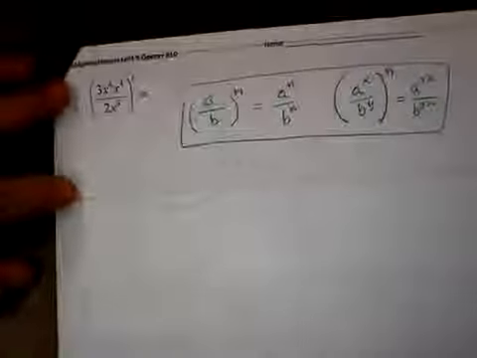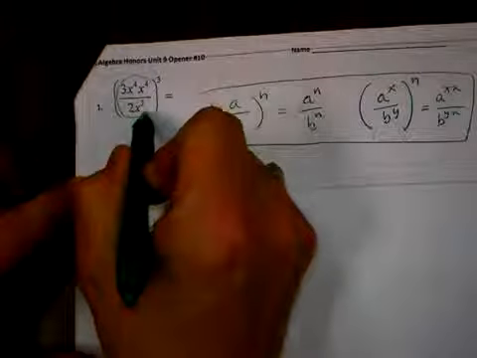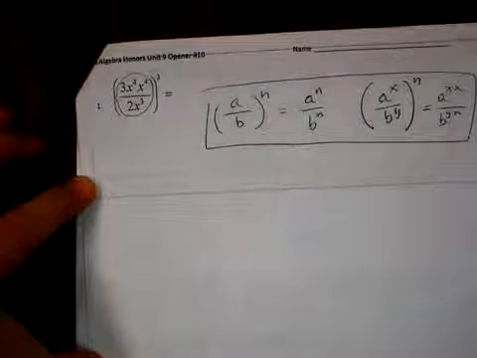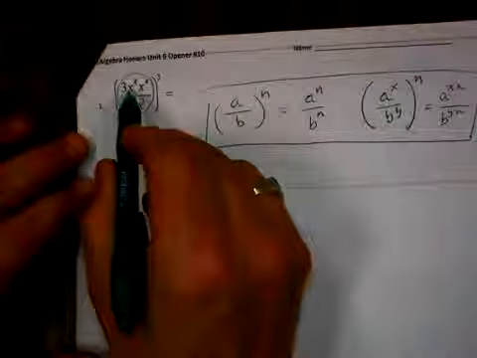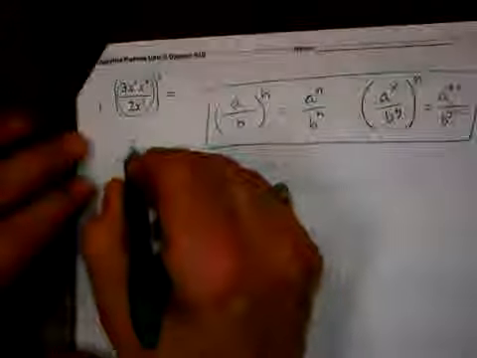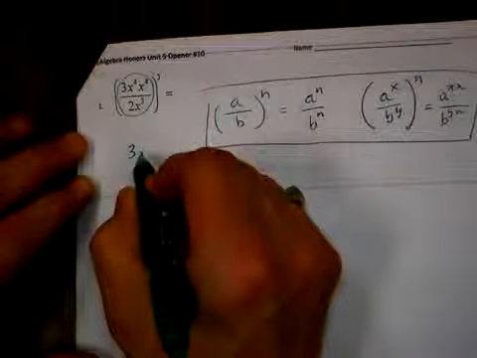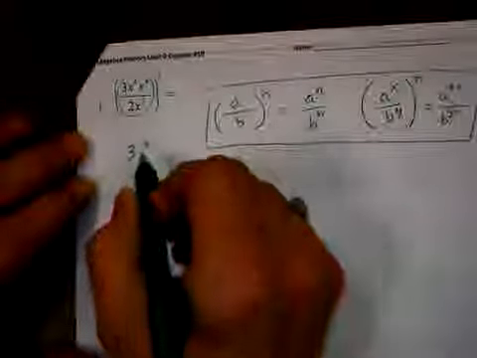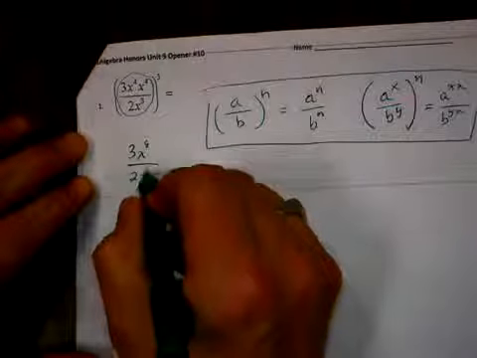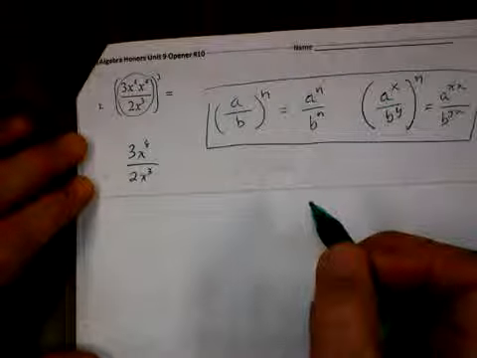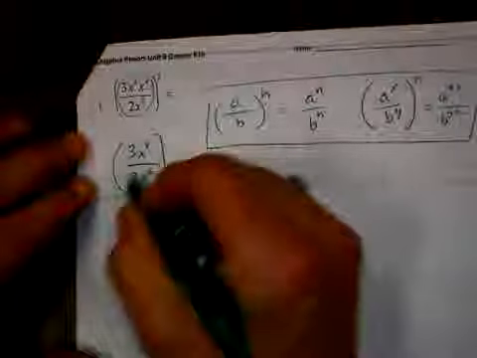Now, there's a couple ways to do this. First of all, within the parentheses, there are some bases and exponents that can be simplified because they're all the same base. They all have x's. So I could rewrite this. Instead of x to the fourth times x to the fourth, we can do 3x to the 4 plus 4, which is 8. Then I have 2x to the third in the denominator. Okay, and so now all of that is raised to the third power.